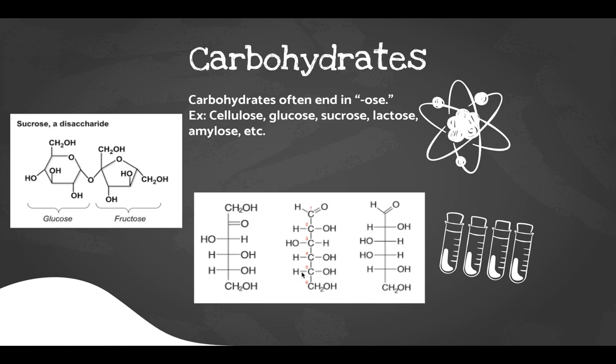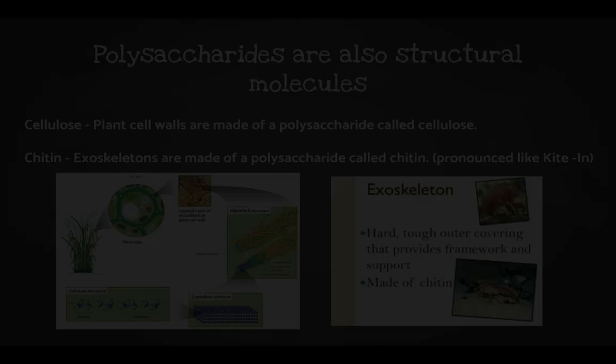So if it looks like this, you can always just count and see, is it a 1 to 2 to 1 ratio? Do I have carbon, hydrogen, oxygen, nothing else? Then it better be a carbohydrate, okay? And always look out for the suffix -ose. Oftentimes, carbohydrates end in -ose. That means it's a sugar.